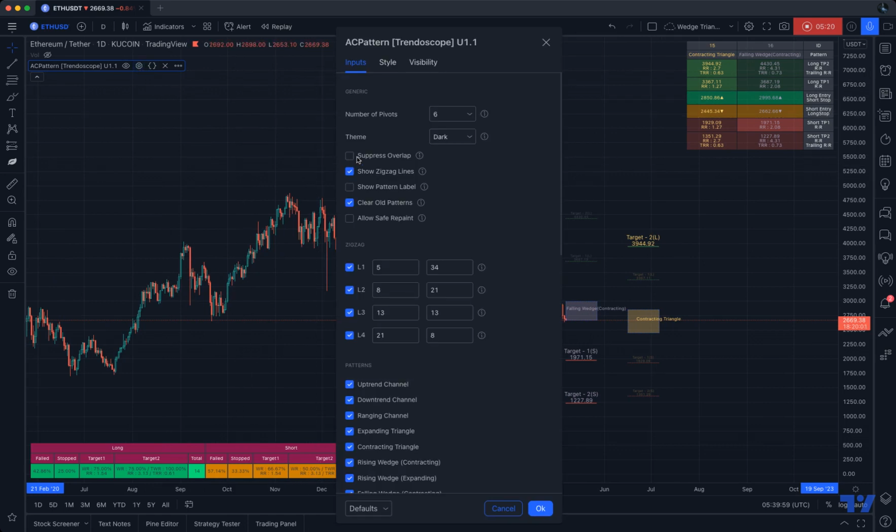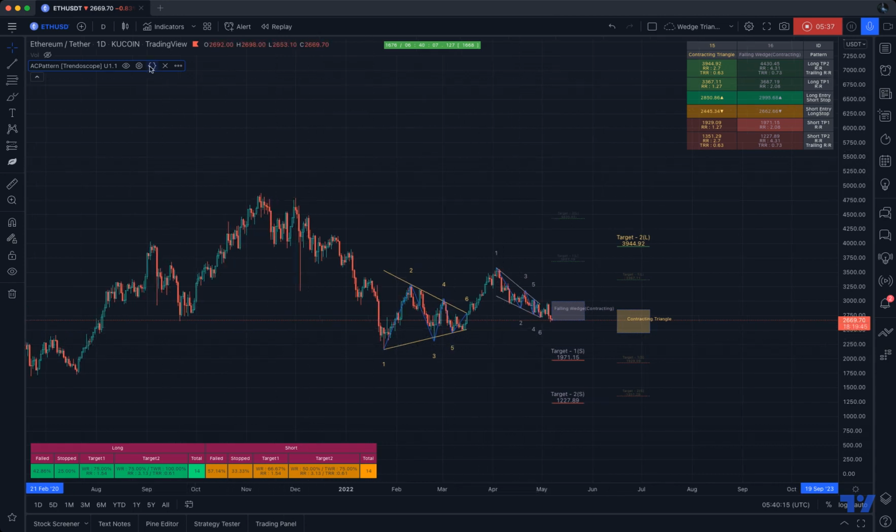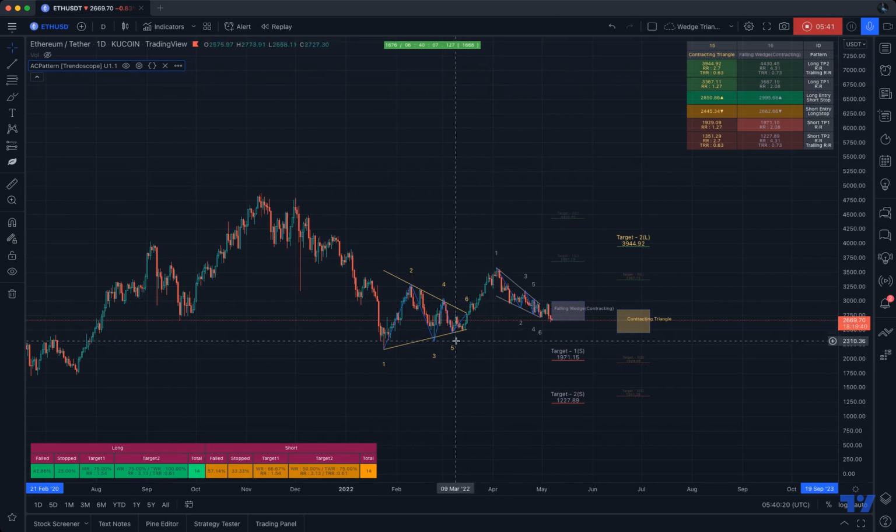I like to keep suppress overlap on so that it won't show lots of overlapping patterns, which makes it difficult to decide which pattern to choose, and where to trade and all. So right now there are no overlapping patterns, so it doesn't make much difference.